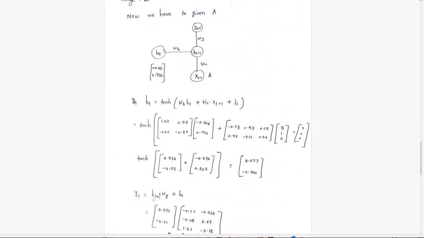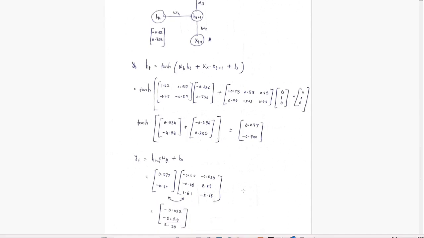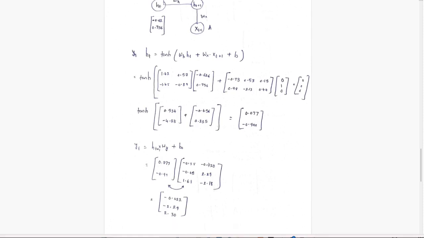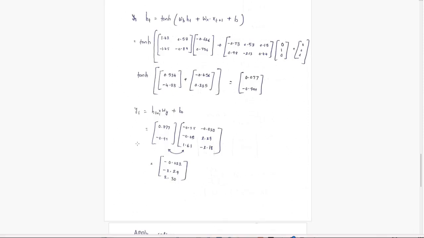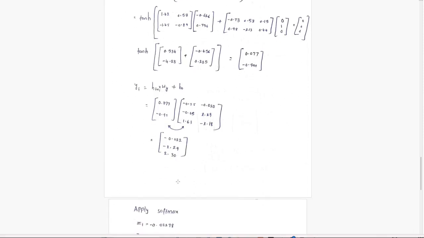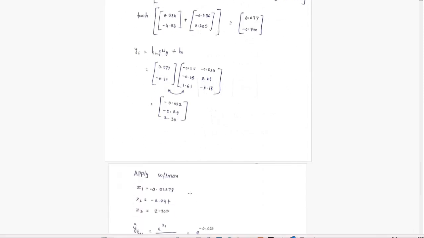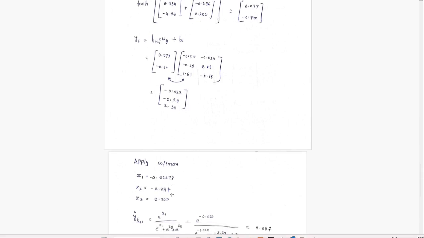We know the YT plus 1 formula: HT plus 1 multiplied with WY plus B naught. B naught is again 0 I have taken. This matrix actually interchanges, because this one is 3 by 2 and this one is 2 by 1. After multiplying, we finally got YT like this. If you apply the softmax, then finally we got this answer.